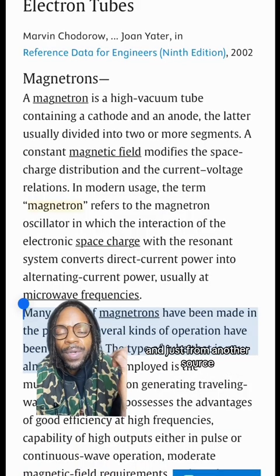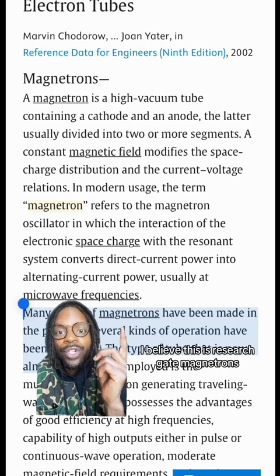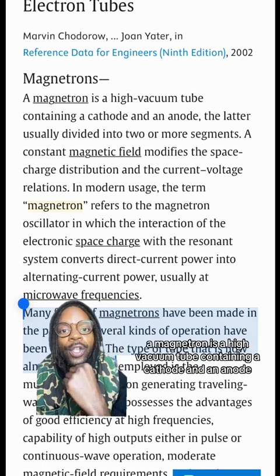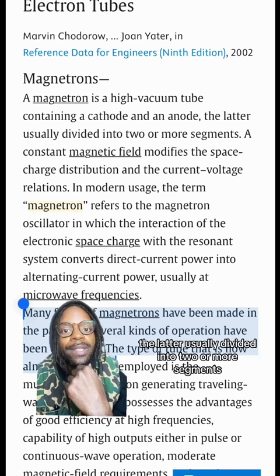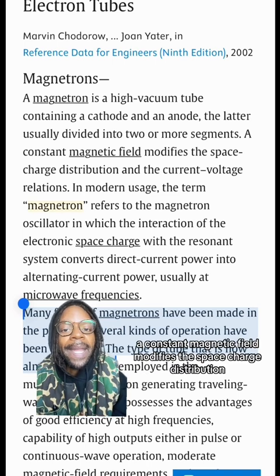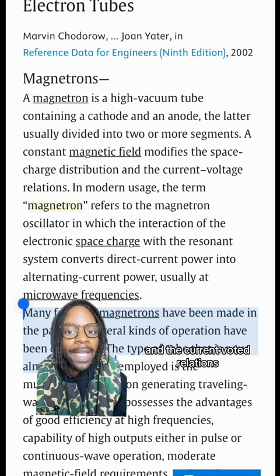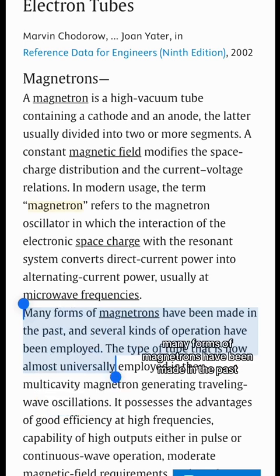And just from another source, I believe this is ResearchGate, magnetrons. A magnetron is a high vacuum tube containing a cathode and an anode, the latter usually divided into two or more segments. A constant magnetic field modifies the space charge distribution and the current voltage relations. Many forms of magnetrons have been made in the past, and several kinds of operation have been employed. The type of tube that is now almost universally employed is the multi-cavity magnetron, generating traveling wave oscillations.